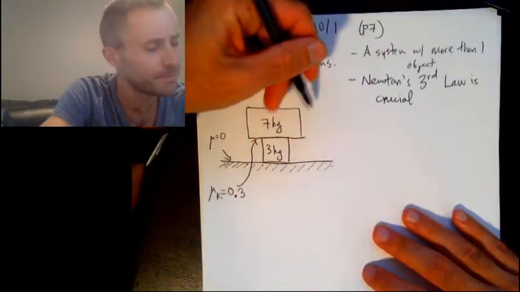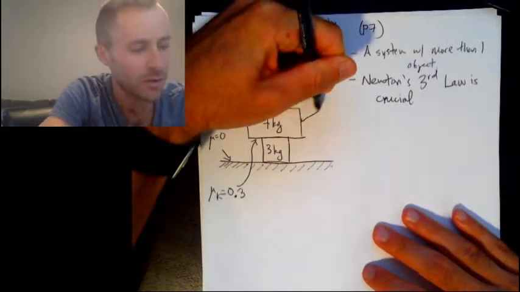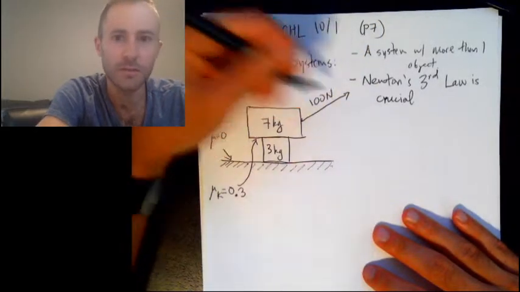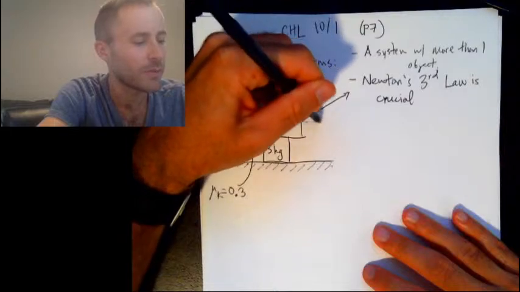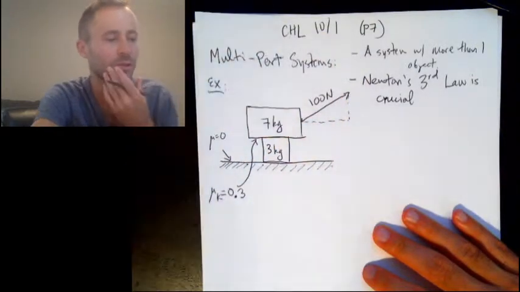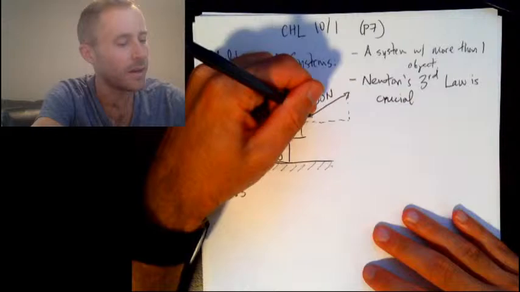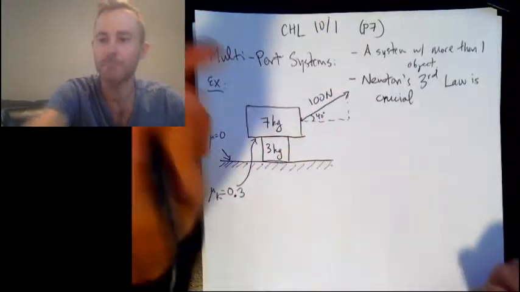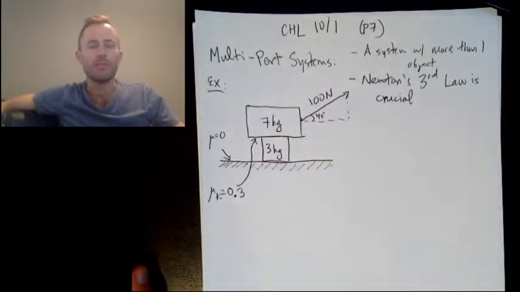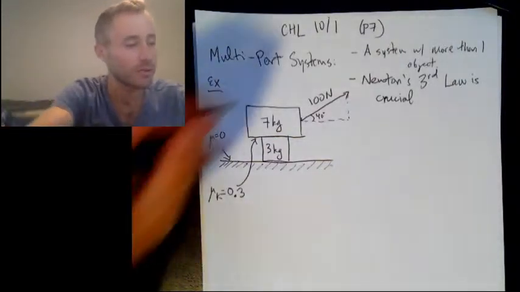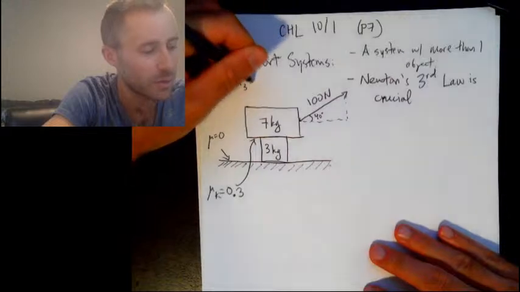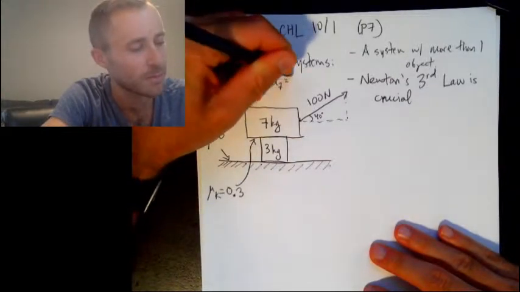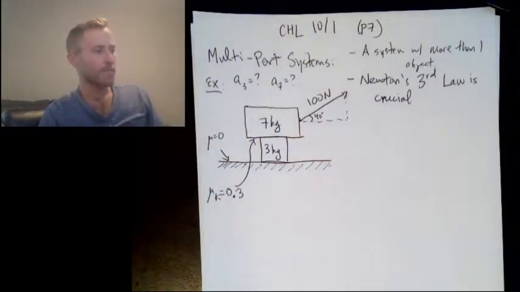And someone is pulling on the top block only with 100 newtons of force. And that force is going to pull at an angle of 40 degrees above the horizontal. Okay? So each of these blocks is going to have a different acceleration. So we want to know, what is the acceleration of the 3 kilogram block? What is the acceleration of the 7 kilogram block? Okay?